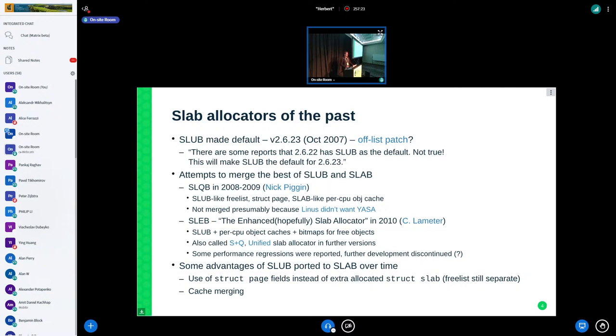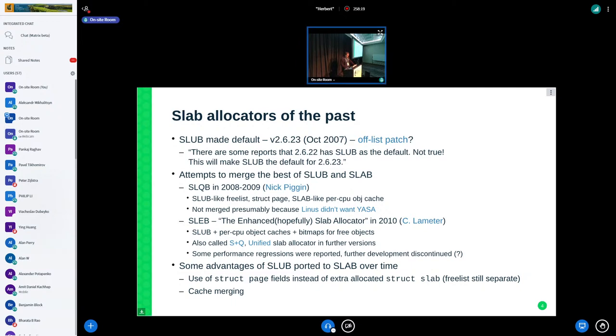Then actually Christoph Lameter tried himself to improve the SLUB in a way that makes it best even for the specific use cases in networking, and this had several iterations where it was called SLEB or SLUB plus Q, and there was this advantage that it wasn't another new allocator but an evolution of the SLUB, which would probably make it okay, but unfortunately there were some performance regressions reported, and then suddenly the development didn't continue, so probably he got busy with other things.